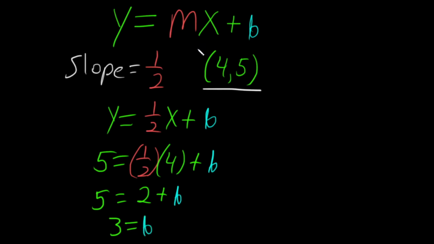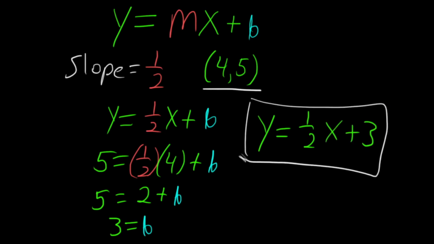Now we just need to subtract 2 from both sides, and we find out that 3 is equal to b. When you're asked to find the slope-intercept form of a line, once you have the slope and the y-intercept, then you replace the x and y with the variables again. So in other words, the final result will no longer have 4, 5 in there. It would look like y is equal to 1/2 x plus 3.